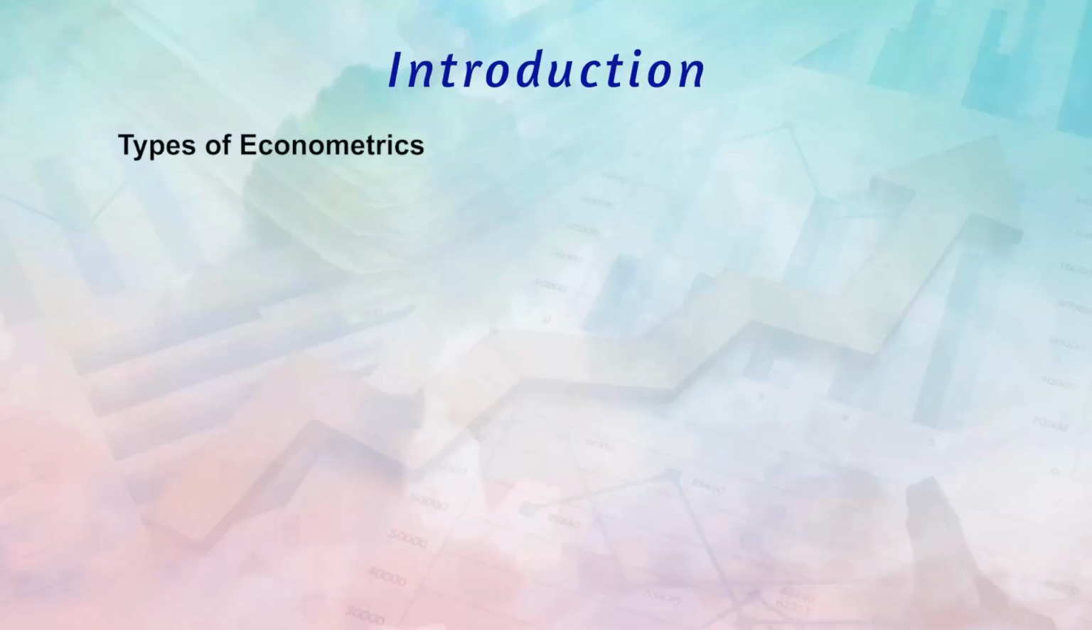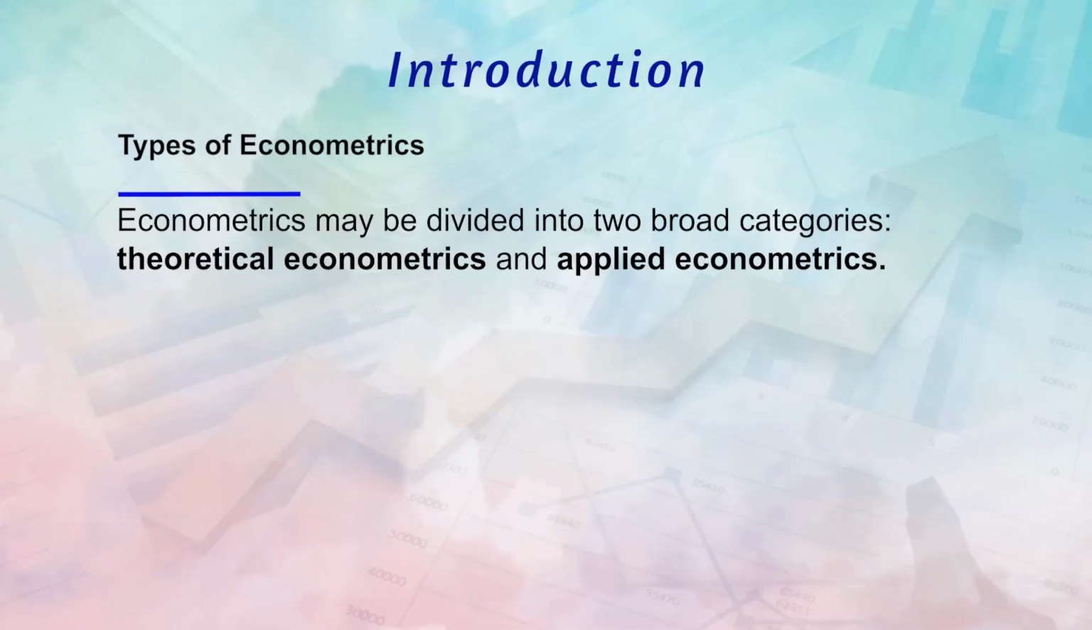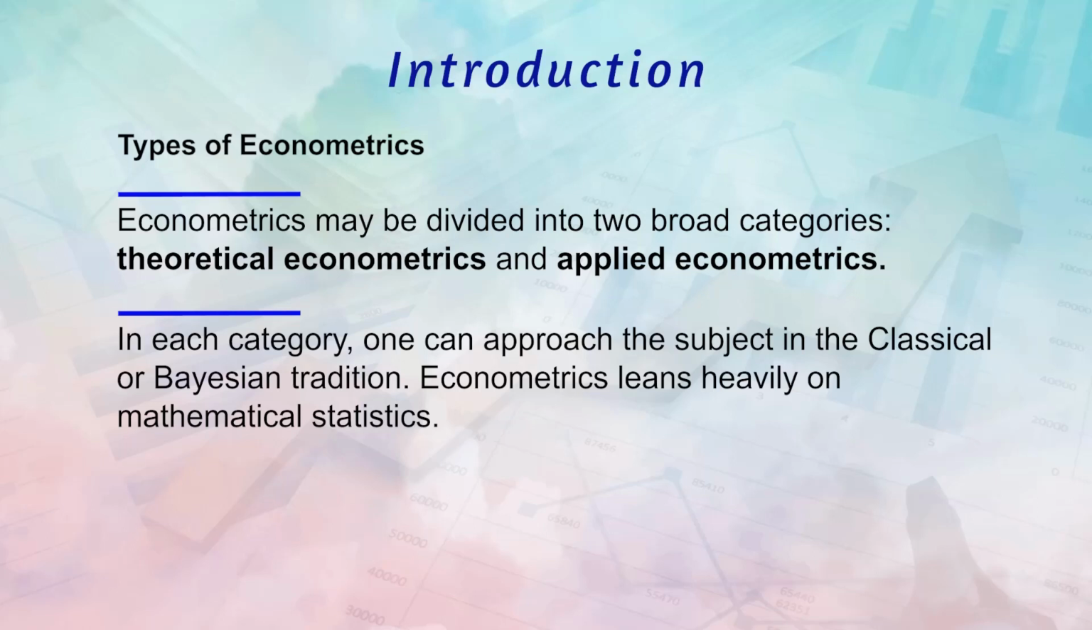Based on the concept of econometrics as an overall or separate discipline of study, we can identify the types of econometrics. It can be theoretical or it can be applied. When we refer to theoretical or applied econometrics, we want to give a proper definition to it. In each category, we have the classical or the Bayesian tradition, and econometrics also relies on mathematical statistics. So it is an amalgamation of all these things taken together.